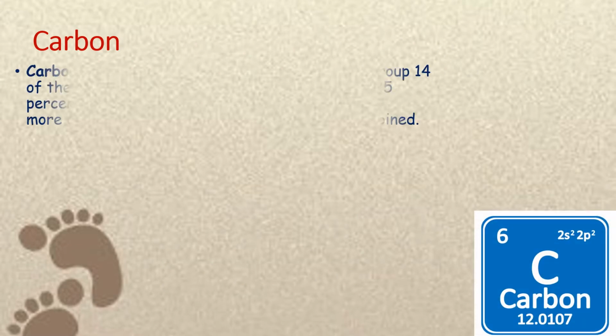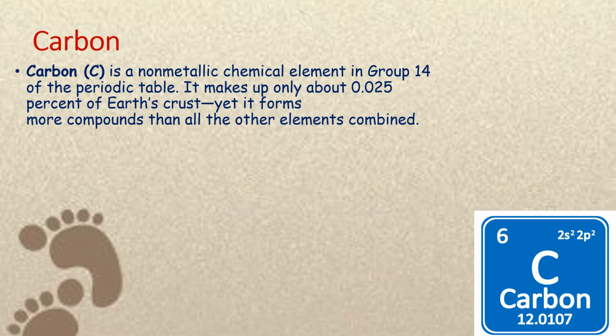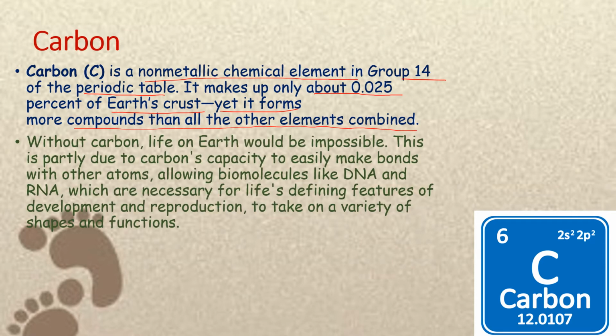So what is carbon? Carbon is nothing but a non-metallic chemical element in group 14 of the periodic table. It makes up only about 0.25% of Earth's crust, yet it forms more compounds than all other elements combined. Do you know how much percentage of your body is composed of carbon? How much? If you know the answer, please comment in the comment section.